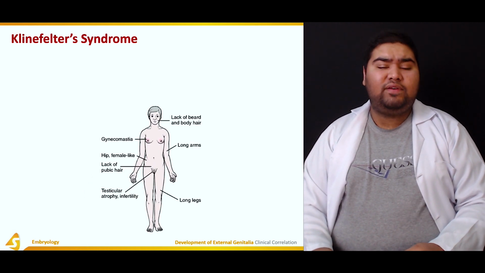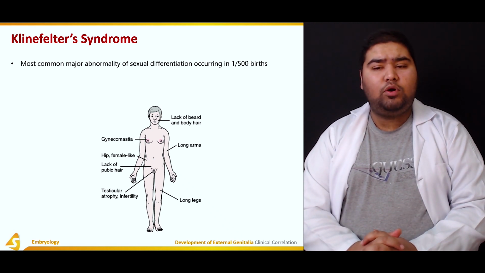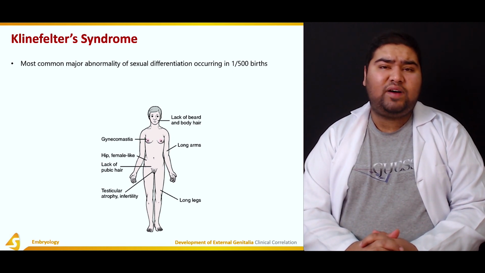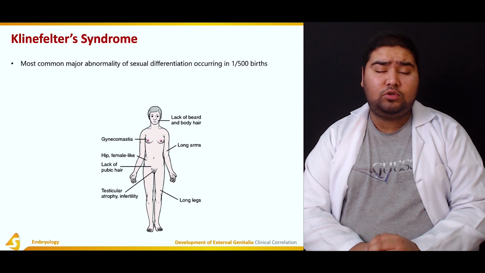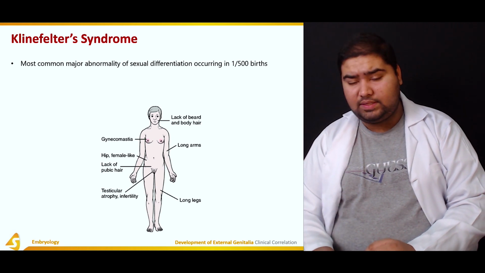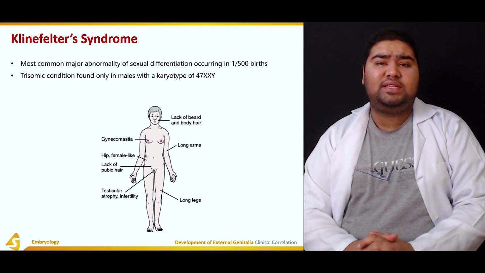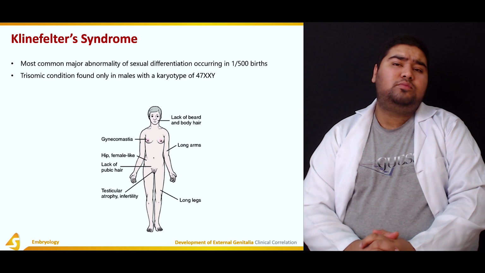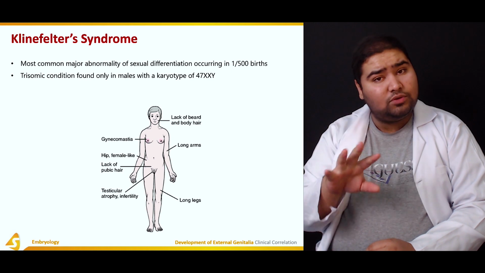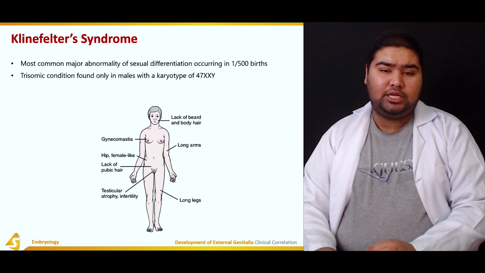So moving on to Klinefelter syndrome. Klinefelter syndrome is the most common abnormality of sexual differentiation, which occurs in about 1 per 500 births. So the most important thing is it is the most common major abnormality of sexual differentiation. It's a trisomic condition with a complement of 47 chromosomes. These chromosomes are usually double X and Y. So there's an extra X in a usual male. So this is a trisomic condition.